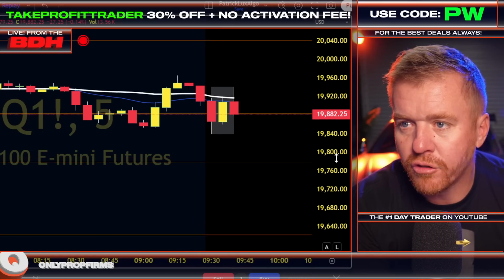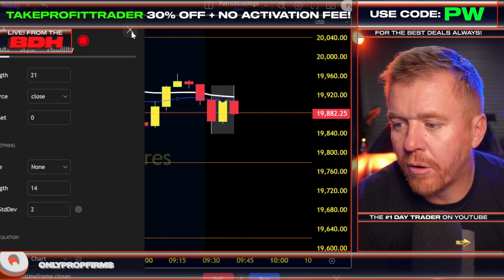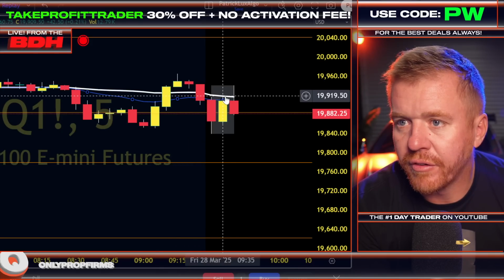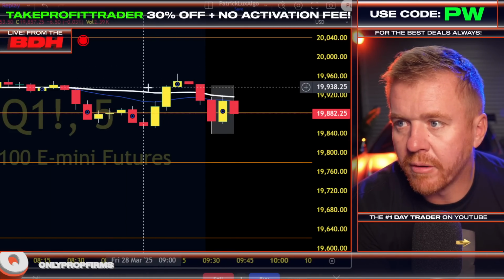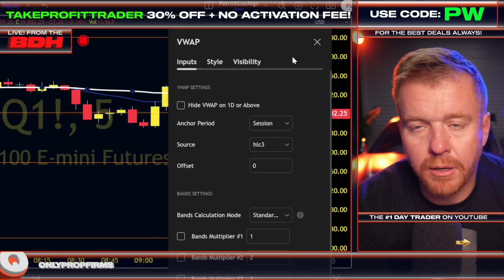We've also got the 21 EMA on there. Yes, 21 EMA. The VWAP, show my VWAP settings. Nothing really going on with the VWAP settings there. Okay, so we got that.